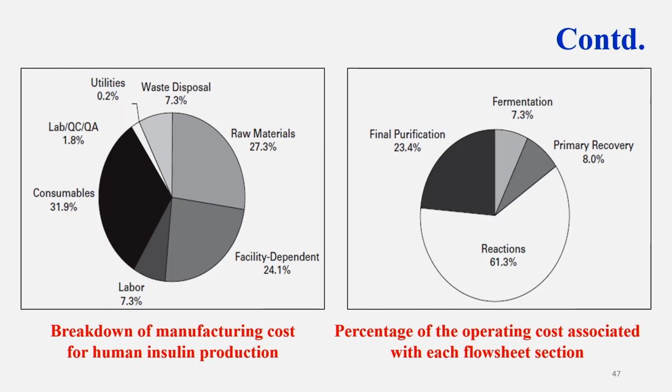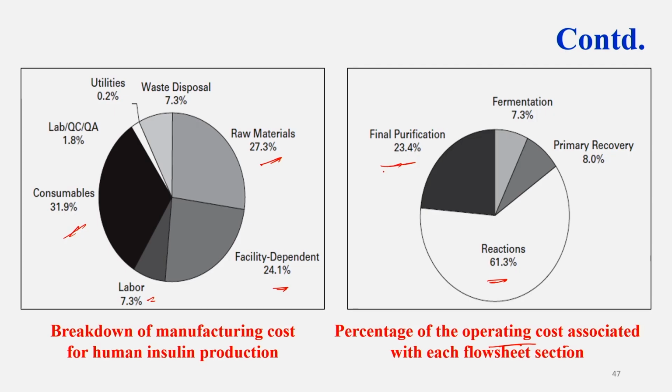So, I have summarized here. It says it will have 27% raw material cost and 31.9% the consumable cost. In addition, the facility development cost 24%, waste disposal 7.3%, utility 0.2%, and labor 7.3%. And further, if you see the breakup of operating cost associated with each flow sheet section, in the flow sheet we had 4 different sections. In the reaction, it requires 61.3%, the maximum amount of MSO is required there.